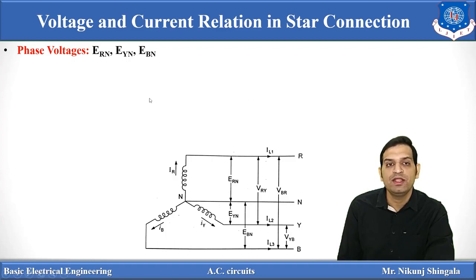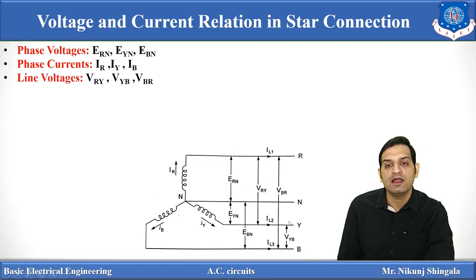So as I told you, phase voltage ERN is measured between R and N, EYN is measured between Y and N, and EBN is the phase voltage measured between the B and N terminals. Same for the phase currents flowing through each phase, that is IR, IY and IB. Line voltages are VRY, VYB and VBR. This is a general sequence, but line voltages can also be VYR, VBY and VRB. And line currents, the currents flowing through each line, are IL1, IL2 and IL3.